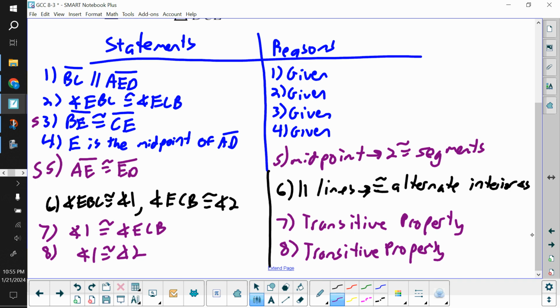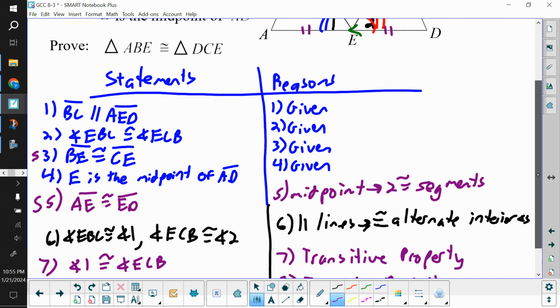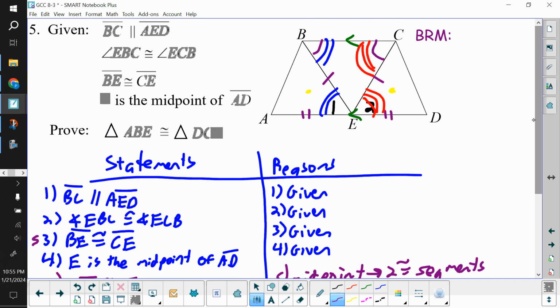Transitive property is the one thing that you can't just group a whole bunch of them together. If you're going to have multiple transitives, you've got to do it separately. So I'm just going to make angle 1 have the red arcs now so that they show that they're the same.